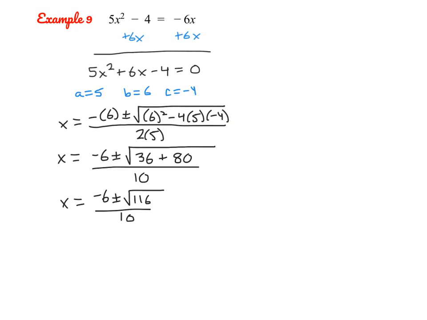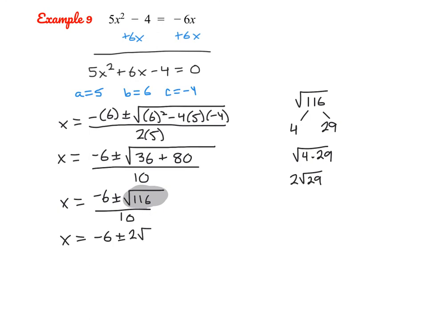Now here in simplifying, we do want to make sure that we check to see if we can simplify this radical. So we have square root of 116. So again, try dividing it by some perfect squares. So actually, if you divide it by 4, which is a perfect square, you get 29. So 4 times 29 is 116. So that gives us 2 root 29. So we get x equals negative 6 plus or minus 2 root 29 all over 10.